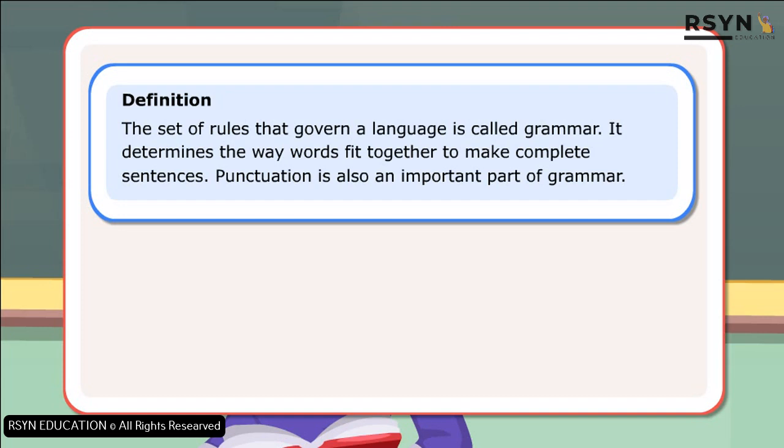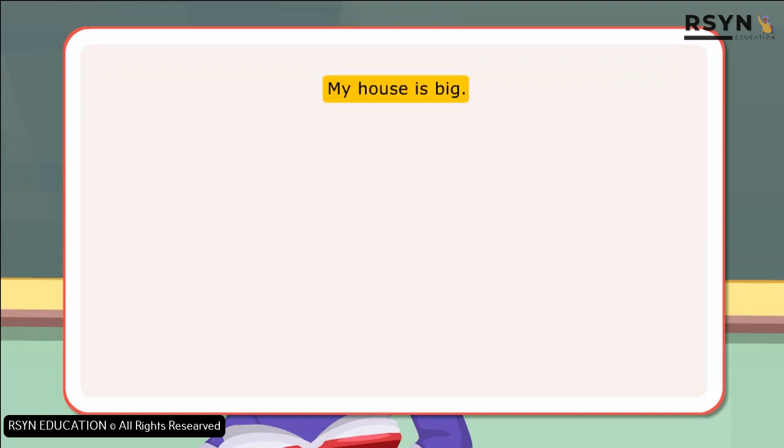A sentence is a group of words that make complete sense. Example: my house is big. A sentence has a subject and a predicate. Example: my house is the subject, and is big is the predicate.